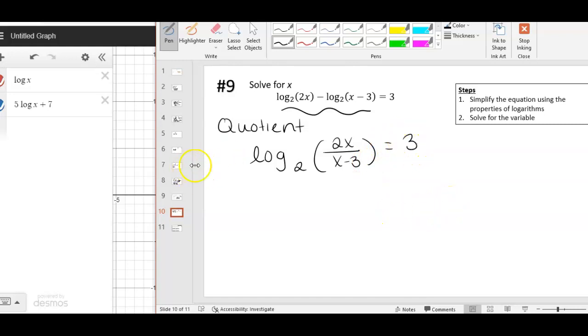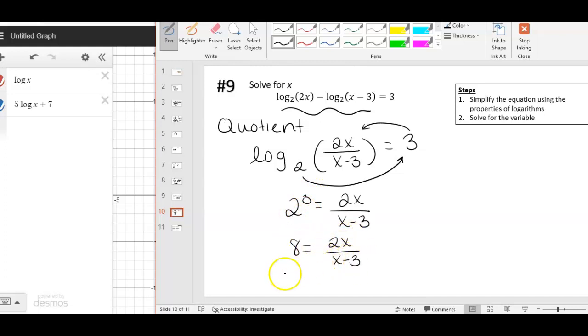Okay, so now in order to solve this, I can turn this into exponential form. So I can turn this into 2 to the 3 equals 2x over x minus 3. Well, 2 to the 3 is 8, so this turns into 8 equals 2x over x minus 3. Just to make it a little bit easier when we're solving, I'm going to flip this equation around and write 2x over x minus 3 equals 8. You don't have to do that, but the way we are going to solve is we are going to crisscross multiply.